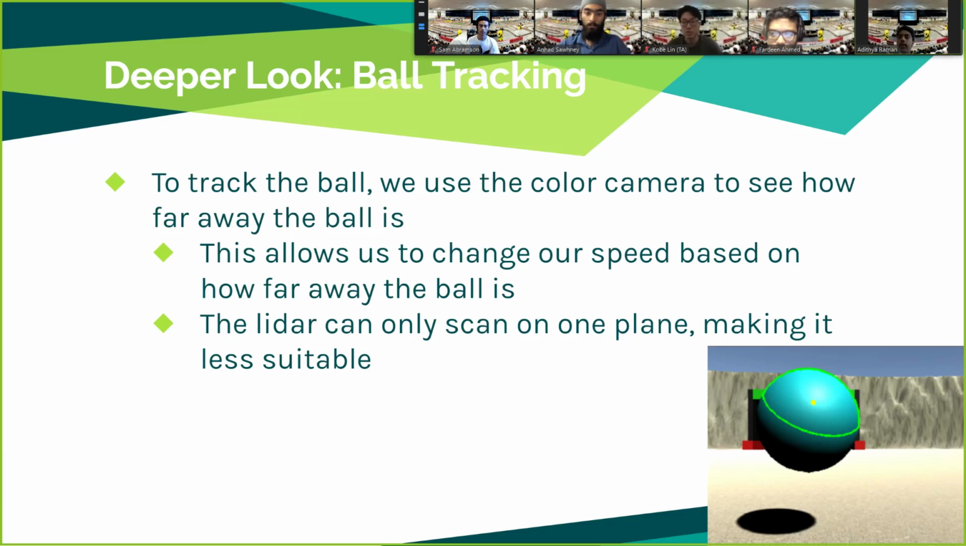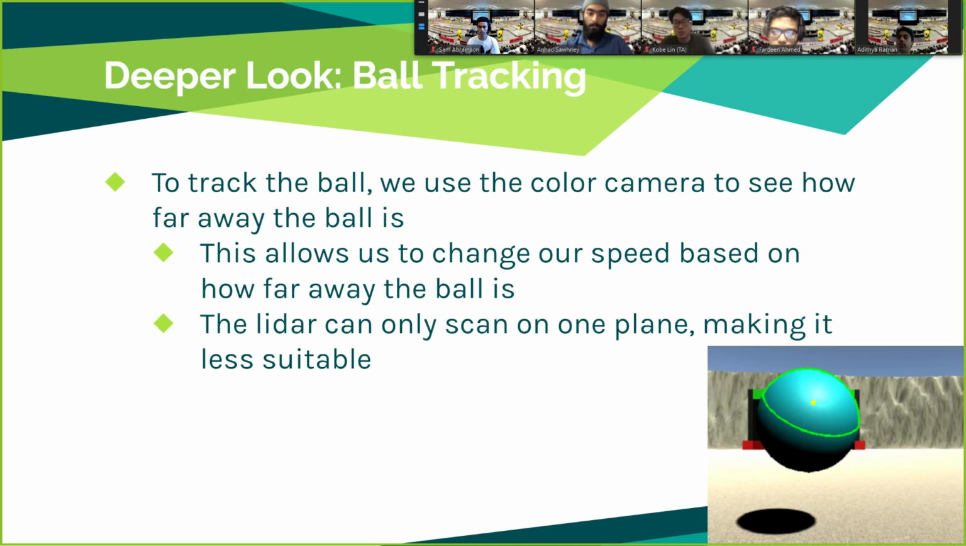Deeper look at ball tracking. Since the ball was the only object that was blue, we could use the color camera to track the ball. So we use the area of the ball to adjust the speed. If the area was a large value, we would decrease the speed, and if the area was a small value, we would increase the speed. And so that would allow the speed to be adjusted.